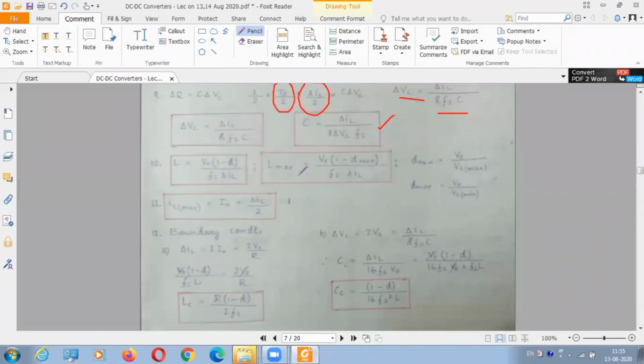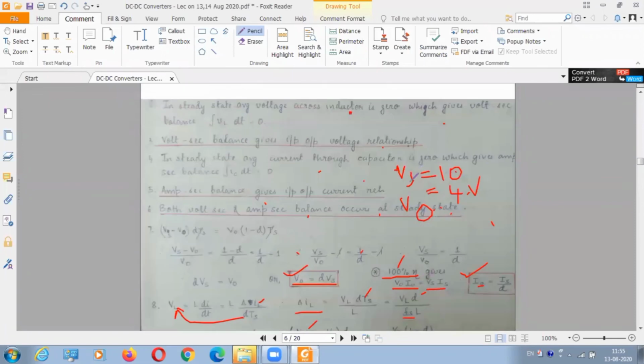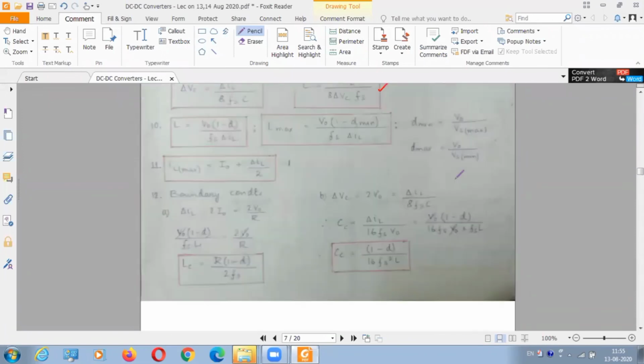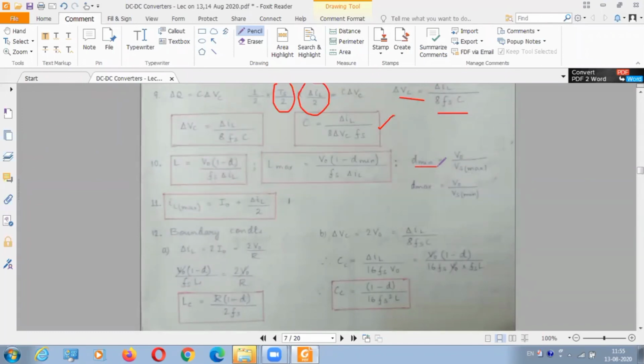Go through this. I have calculated the value of L max. So it is 1 minus D. So if D is minimum, then only 1 minus D will be maximum. If I take D max over here, 1 minus D maximum will give me minimum value. So that's why in order to calculate L max, I can make D minimum. So how will you make D minimum? You know from this equation D is equal to V naught by Vs. So in order to make D minimum, you can make Vs maximum. In order to make D maximum, you can make Vs minimum.